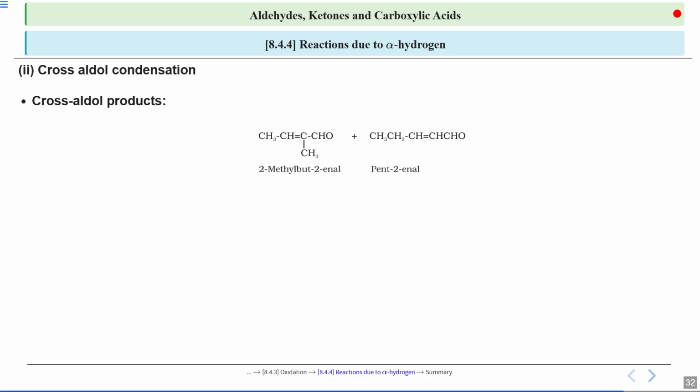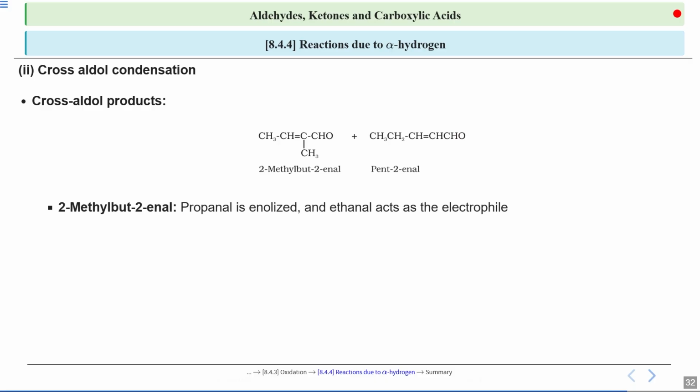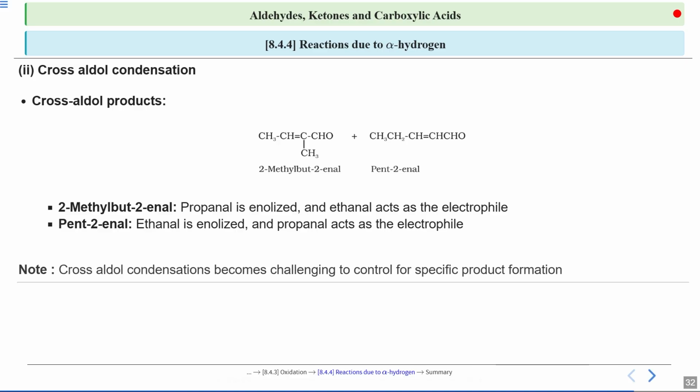So you will get 2 cross-aldol products. When propanal is enolized and ethanal acts as electrophile, propanal will be enolized and act as a nucleophile, and it will attack ethanal, which acts as an electrophile. So you will get 2-methylbut-2-enal. And in the second one, when ethanal is enolized, it acts as a nucleophile, and it will attack propanal, which acts as an electrophile. So you get 4 products, 2 self-aldol products and 2 cross-aldol products. So cross-aldol condensations become challenging to control for specific product formation. I hope it is clear, self-aldol and cross-aldol also.